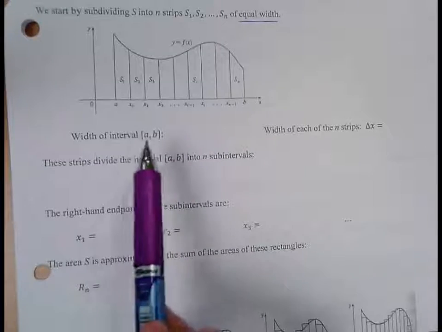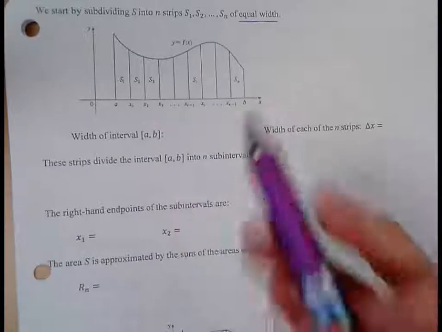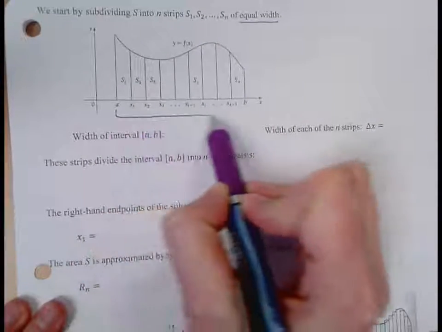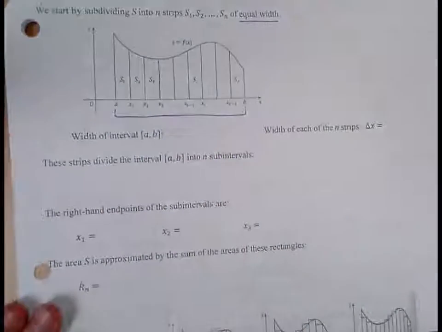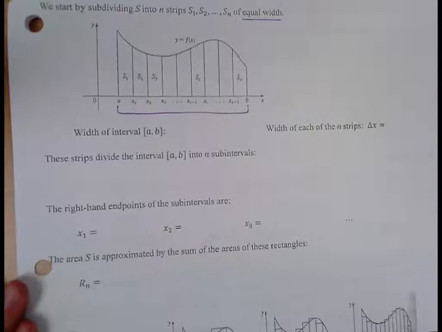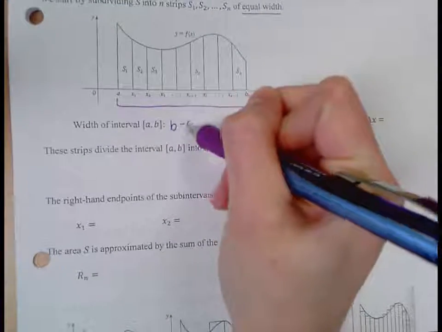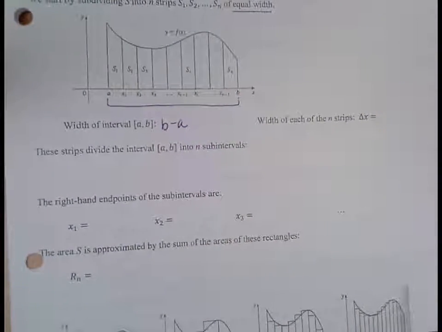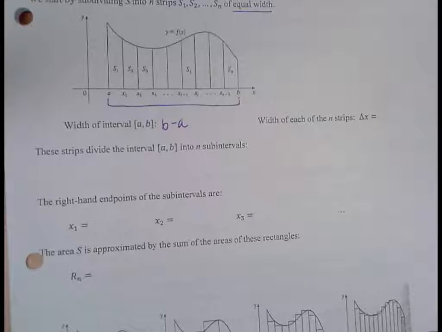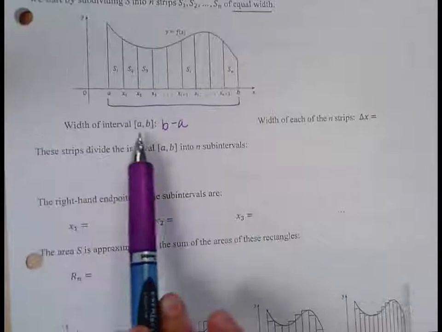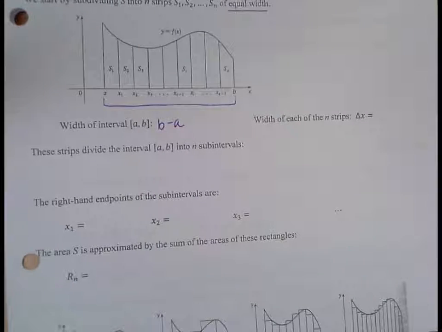So then, the width of the interval from A to B. So how would you calculate the distance from A to B? From A to B, other way around, B minus A. All right, so the width of the interval from A to B would just be B minus A.